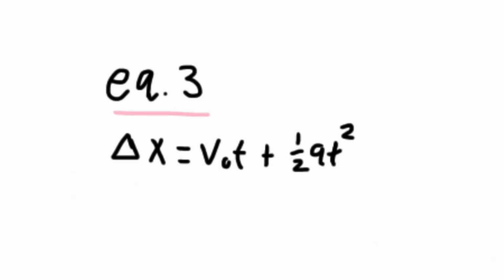Now let's move on to equation 3. We have delta x is equal to initial velocity times time plus 1 over 2 times acceleration times time squared: Δx = v0 t + 1/2 a t².